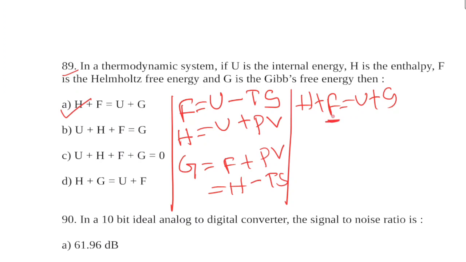If you put H, or you can put this expression of F, okay, H plus U minus TS, then you can see H minus TS will give you G, so G plus U. Okay, so then left hand side will be equal to right hand side. So this option A is correct.